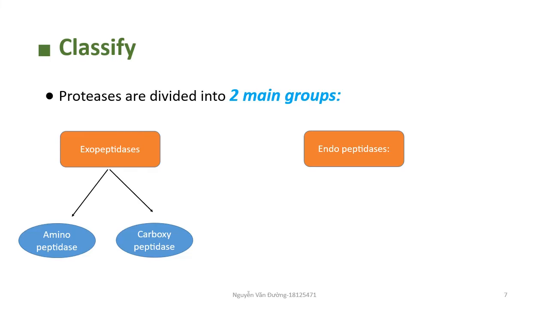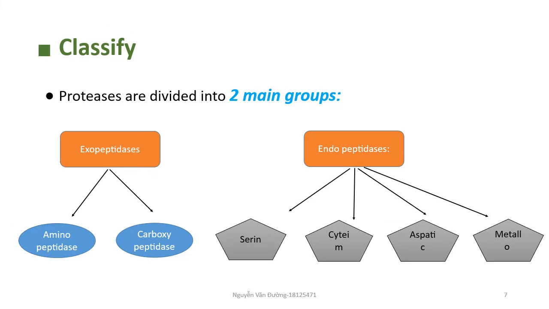So how about endopeptidases? Endopeptidases, based on the kinetics of the catalytic mechanism, are divided into four smaller groups: serine proteinase, cysteine, aspartate, and the last one, metalloproteinase. Serine protease, containing the OH group. Cysteine protease, containing the SH group in the active site. Aspartic protease.